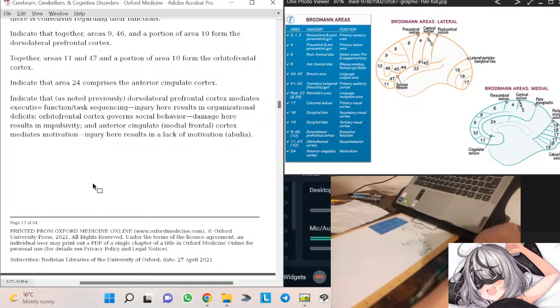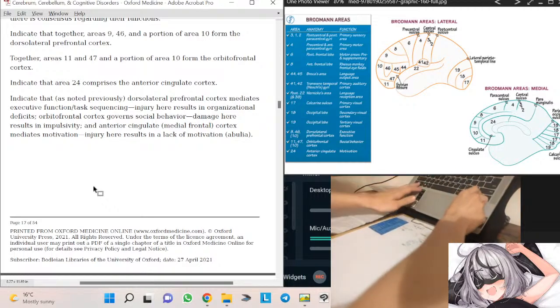Indicate that, as noted previously, dorsolateral prefrontal cortex mediates executive function, task sequencing. Injury here results in organizational deficits. Orbitofrontal cortex governs social behavior. Damage here results in impulsivity. Anterior cingulate medial frontal cortex mediates motivation. Injury here results in a lack of motivation, abulia.